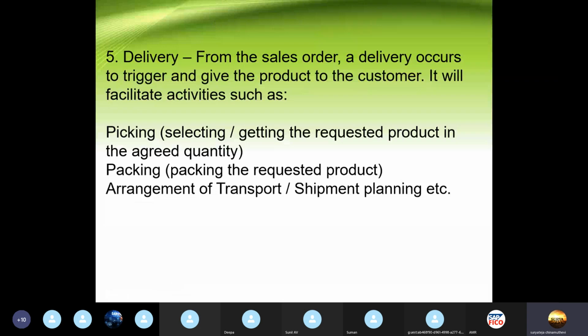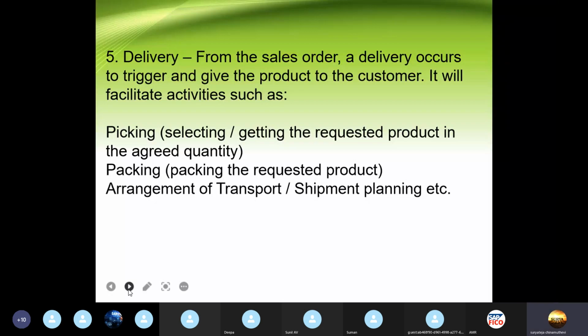Then comes the delivery. In this process, from the sales order, a delivery occurs to trigger and give the product to the customer. It will facilitate activities such as picking, that means selecting or getting the requested product in the agreed quantity. Then comes the packing. Packing includes packing the requested product. And then comes the arrangement of transport or shipment planning, etc.